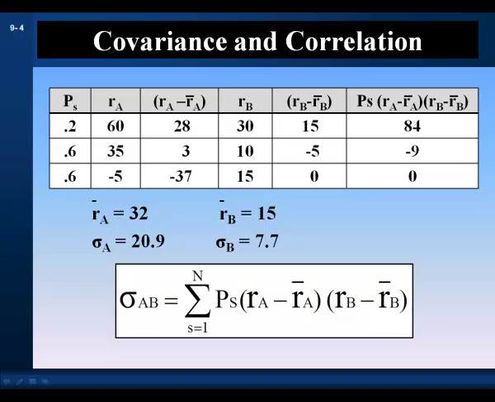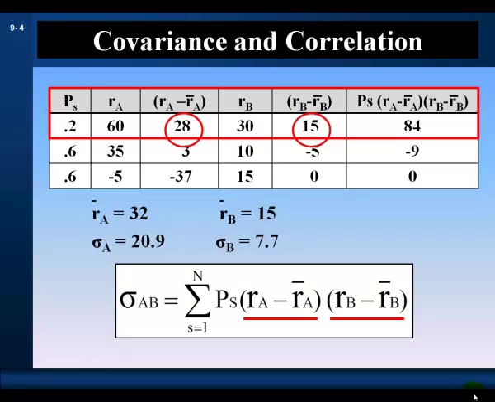Let's look at an example. Given the probability distributions of A and B, we calculate their expected returns and standard deviations. In each state, we subtract each security's expected return from its state contingent return to get its deviation from the expected return. For security A, its deviation from expectation is its 60% state contingent return minus its 32% expected return, or 28%. For security B, its state contingent return is 30%, its expected return is 15%. 30% minus 15% gives a deviation from expectation of 15%.